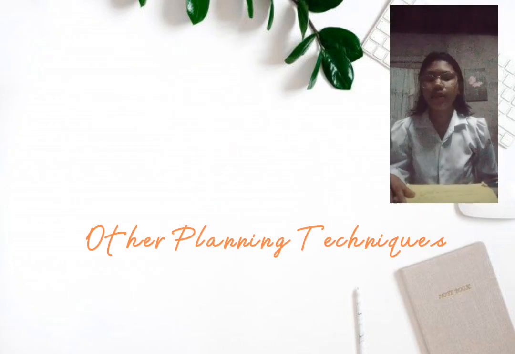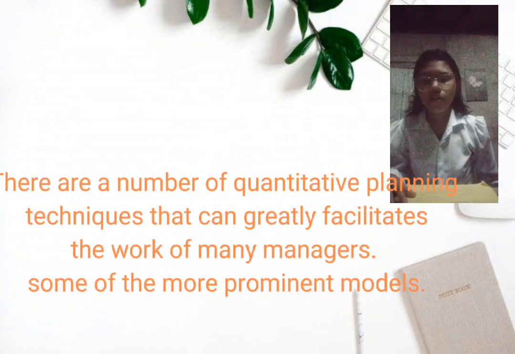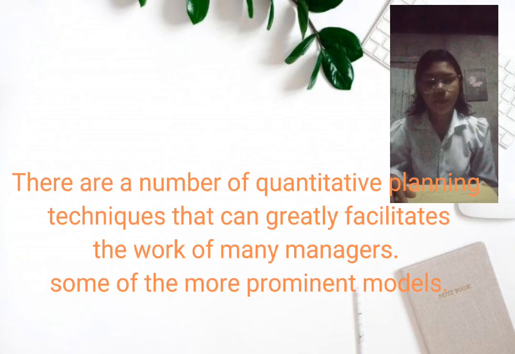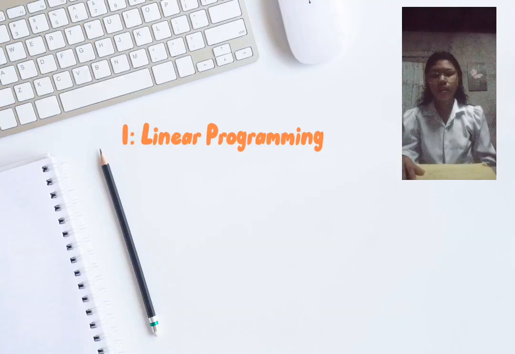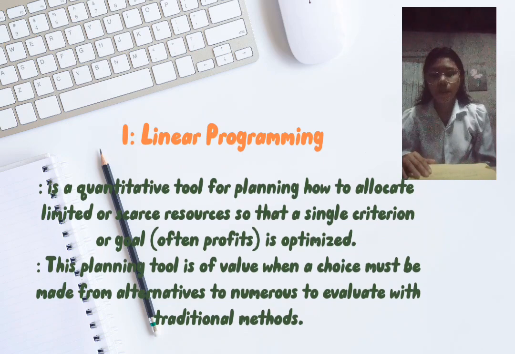So other planning techniques. There are a number of quantitative planning techniques that can greatly facilitate the work of many managers. Some of the more prominent models are, first, linear programming. Linear programming is a quantitative tool for planning how to allocate limited or scarce resources so that a single criterion or goal, often profit, is optimized.